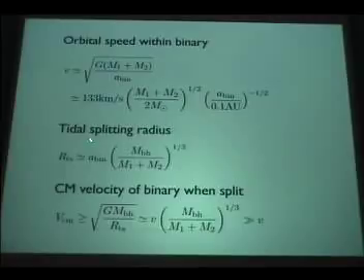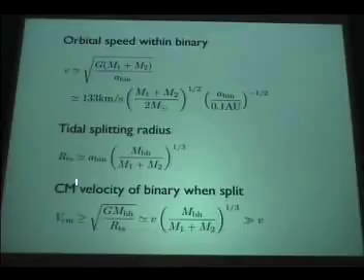The tidal splitting radius, the distance the binary has to come towards the black hole in order to be split, is given roughly by this expression, with perhaps a prefactor of order a few. The tidal distance is the size of the binary times the ratio of the black hole mass to the binary mass, to the cube root. This is of order 100, roughly. If the black hole mass is a few million solar masses and the binary is a few solar masses, then the cube root of a million is 100. So the separation when we split the binary is about 100 times the size of the binary, give or take.